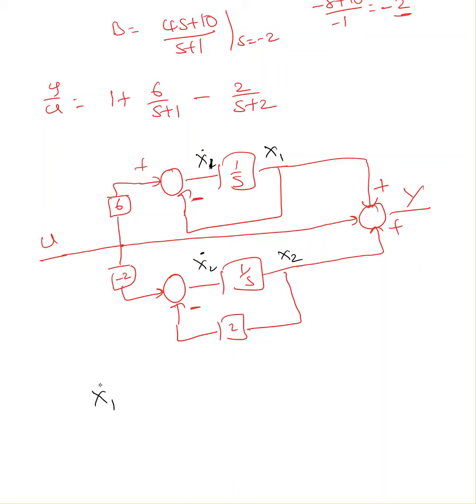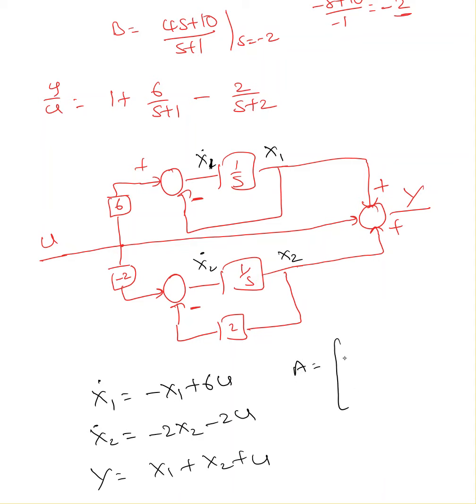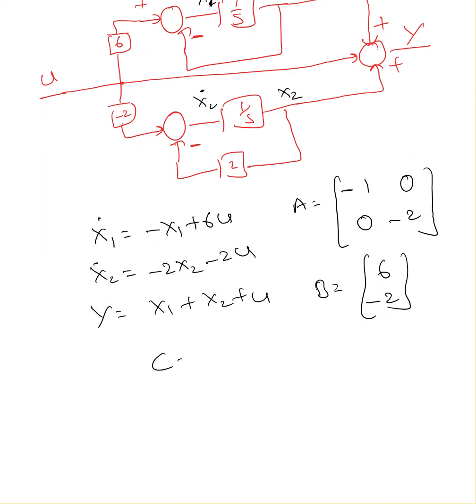Okay, so x1 dot equal to minus x1 plus 6u, and x2 dot equal to minus 2x2 minus 2u, and then y equal to x1 plus x2 plus u. So if you look at the A matrix, as I mentioned, in Jordan form you always end up with the diagonal matrix unless you have a repeated pole, and B equal to 6 minus 2, and C equal to 1 1, and D equal to 1.